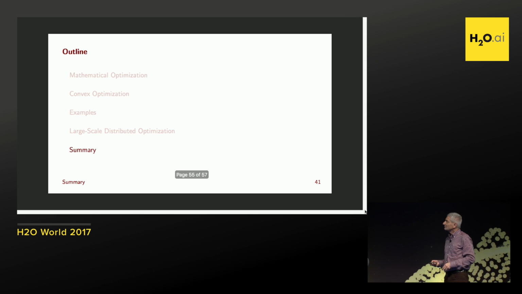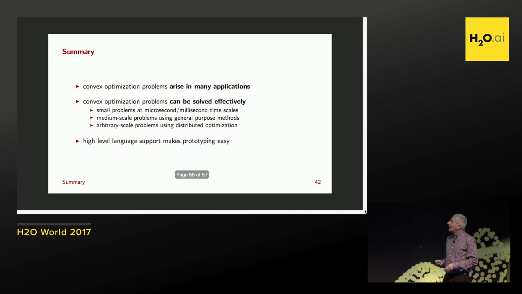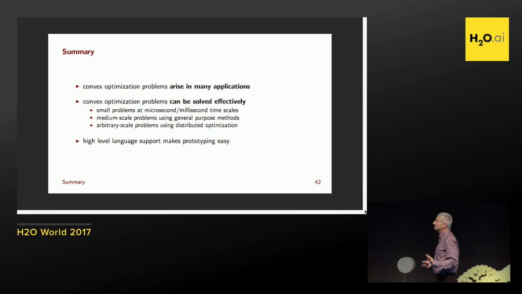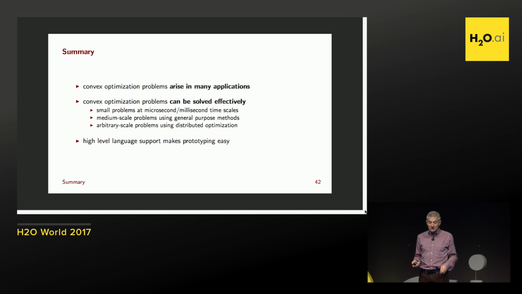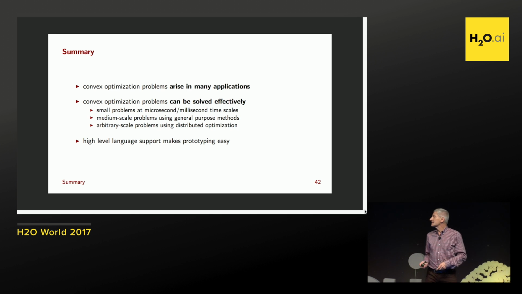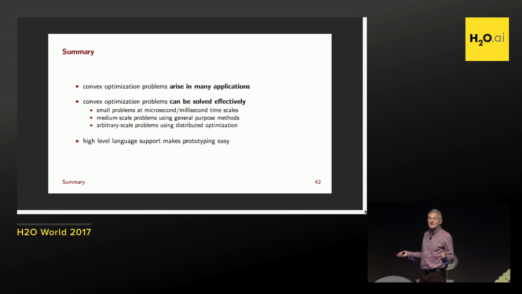Okay. So I'm going to give a summary. Convex optimization problems, they arise in a lot of applications in a lot of different fields. They can be solved effectively. So if it's a medium scale problem, using general purpose methods, small scale problems are solved at microsecond and millisecond time scales. I didn't get to talk about that, but in fact, that's how they're used in control and areas like that.